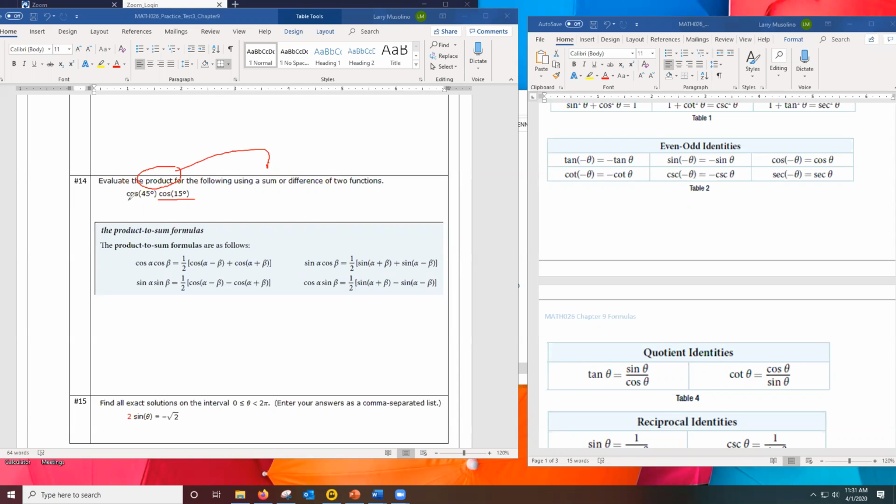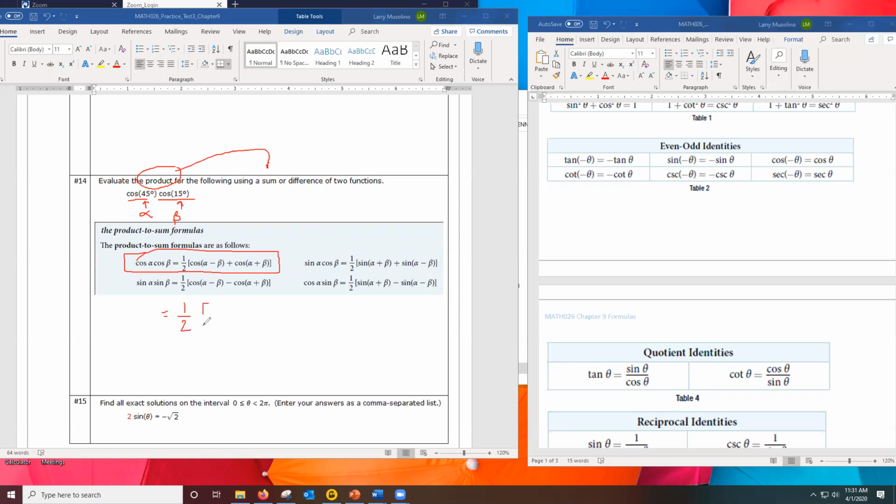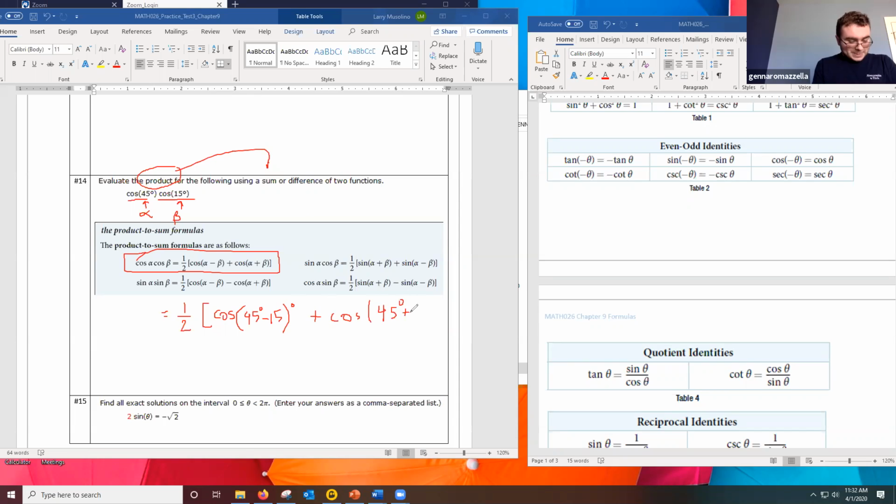All right, well, this example is a cosine times another cosine. Well, that matches up to this formula right here. Alpha is 45, then beta is 15. Yep, let's label alpha is the 45 degrees, beta is the 15 degrees. Okay, so now I'm just going to plug into this formula. It's 1/2 bracket cosine of alpha minus beta. Well, that's going to be 45 degrees minus 15. And then plus cosine alpha plus beta. And that's just 45 plus 15 degrees. Well, the good news now is these angles are going to end up being on the unit circle.